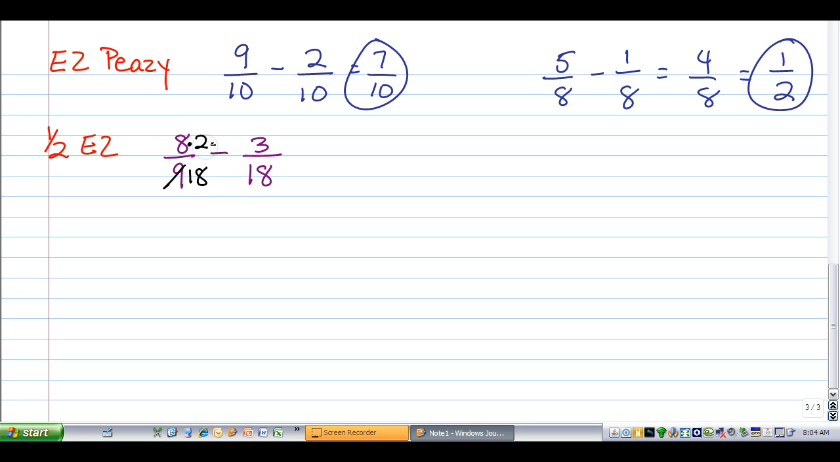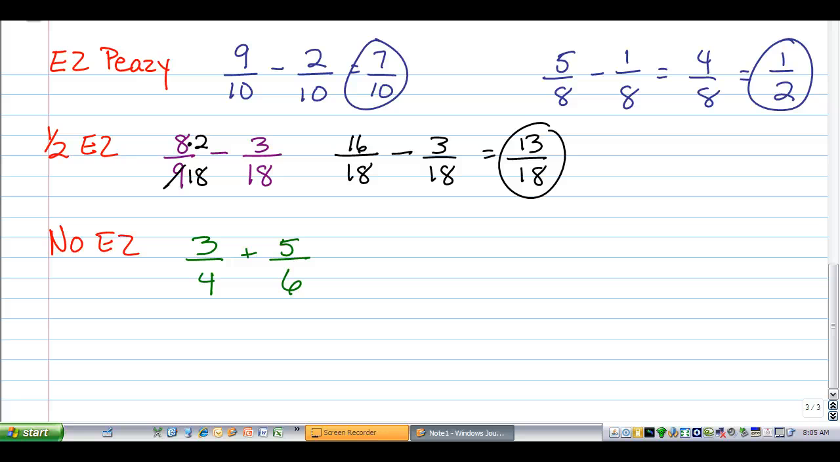So I have to multiply my numerator by 2. So now I'm going to rewrite this. 8 times 2 is 16. Put my denominator. And this one I don't have to do anything to. That's why it's called a half easy. I only had to change half of the problem. 16 minus 3 is 13, and the denominator stays the same. And that is the half easy.